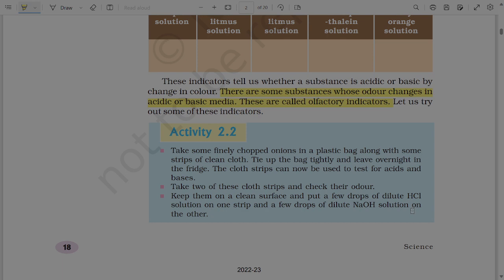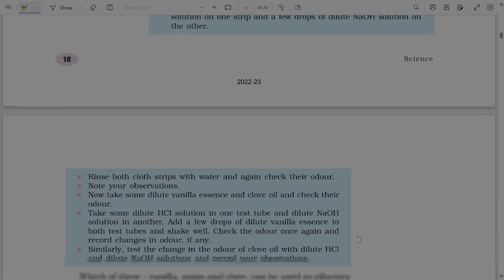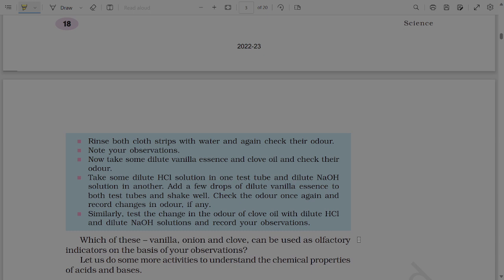Keep them on a clean surface and put a few drops of dilute hydrochloric acid, or HCl solution, on one strip and a few drops of dilute NaOH, or sodium hydroxide solution, on the other. Rinse both cloth strips with water and again check their odor. Note your observations. Now take some dilute vanilla essence and clove oil and check their odor.